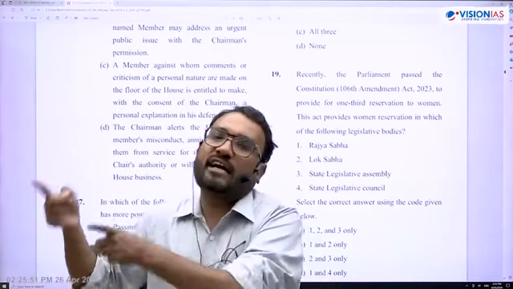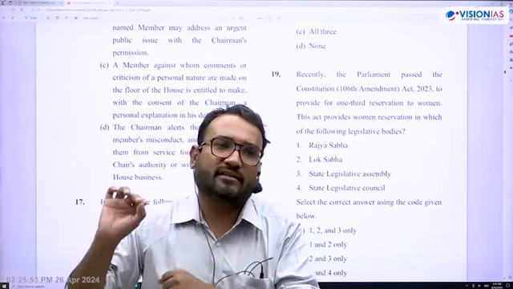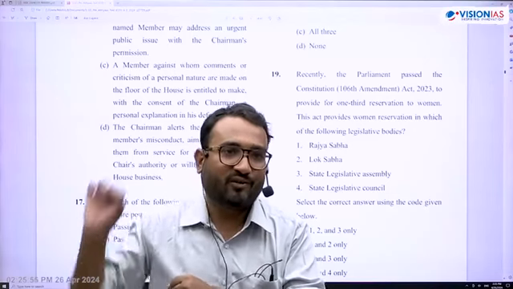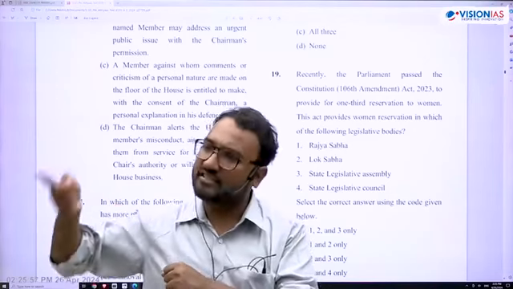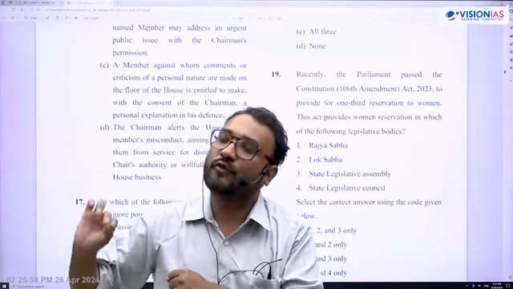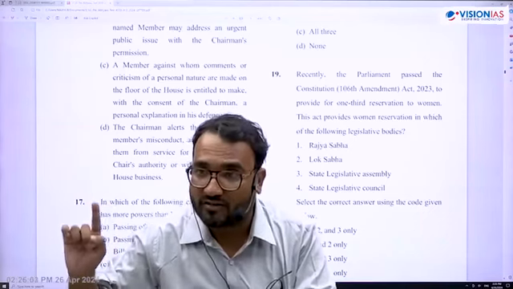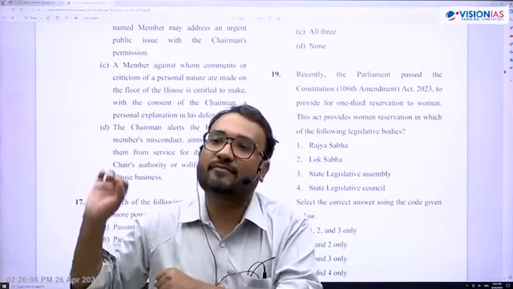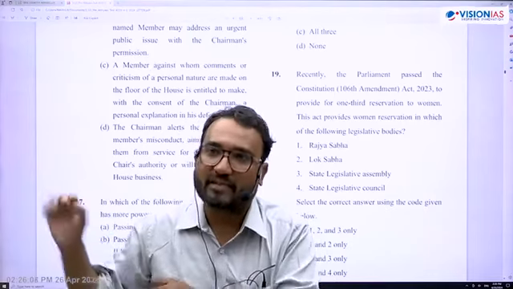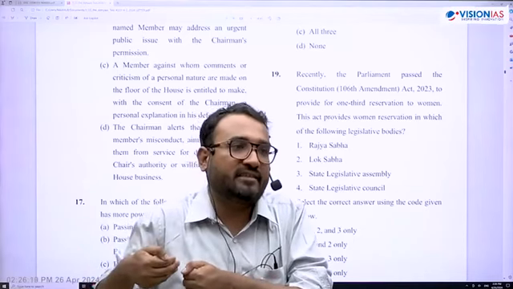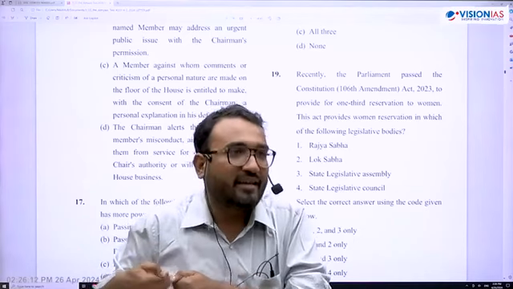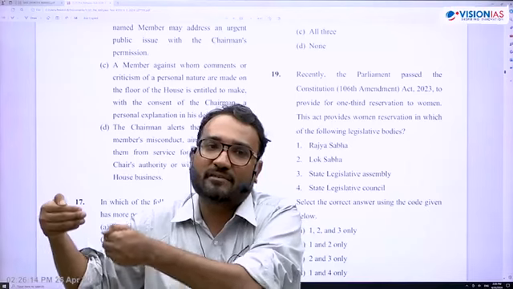So there they have added Article 330A, under which seats are reserved for women in Lok Sabha. Article 332A, seats are reserved for women in State Legislative Assembly. So where there was reservation for SC/ST under 330, they have added 330A, and where there is reservation in State Legislative Assembly, they have added it for women.